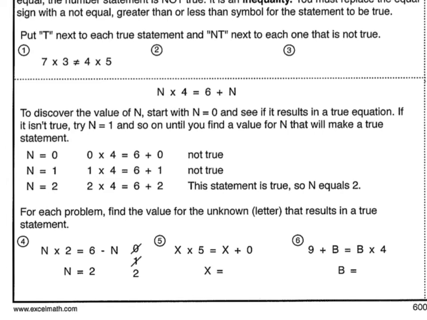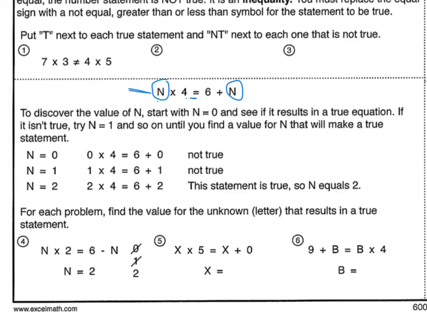All right, continuing along, here we go with the next section under the dotted line. We're looking right here. We're going to try to figure out what number would fit for n on both sides of this equation. So we have an equation, it has an equal sign. N times 4 is equal to 6 plus n.